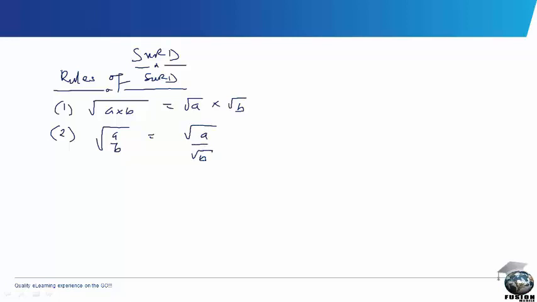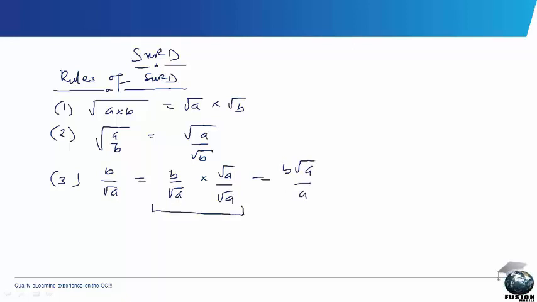Rule number 3 states that if we have b over root a, we write it this way. We have to multiply out. We have b over root a, and then we take the denominator to multiply both sides, which eventually gives us b root a over a. That's when we do the computation, but this is what the law states.